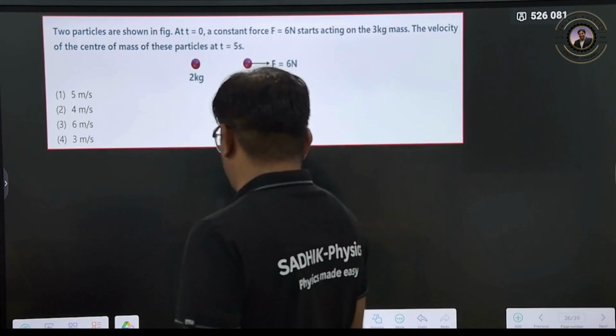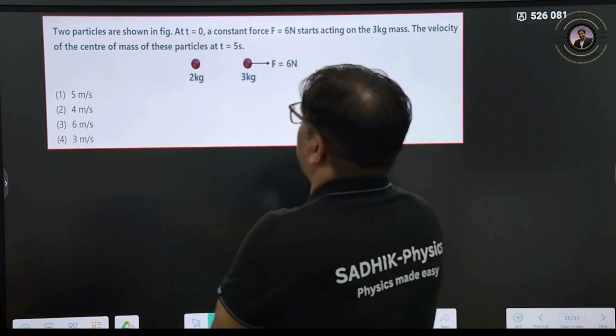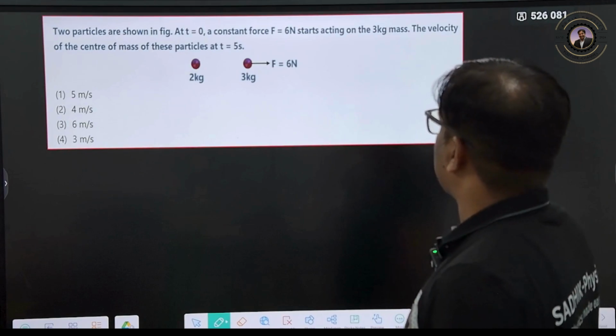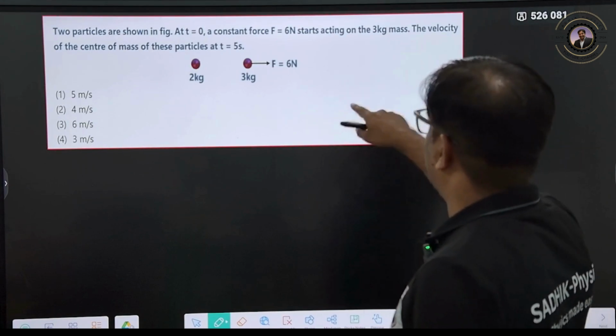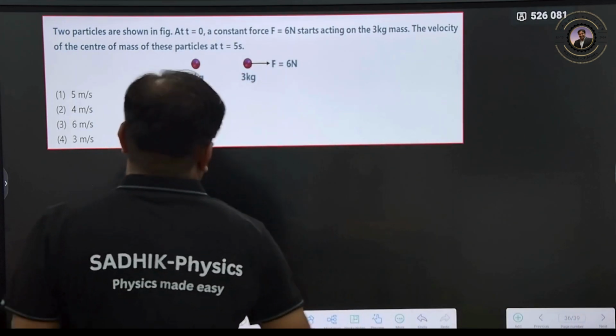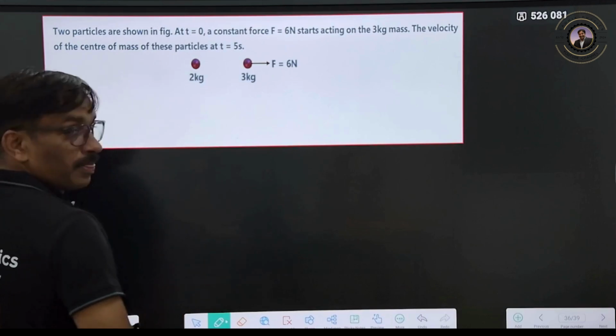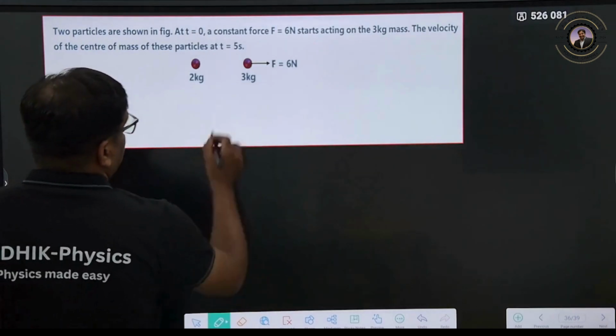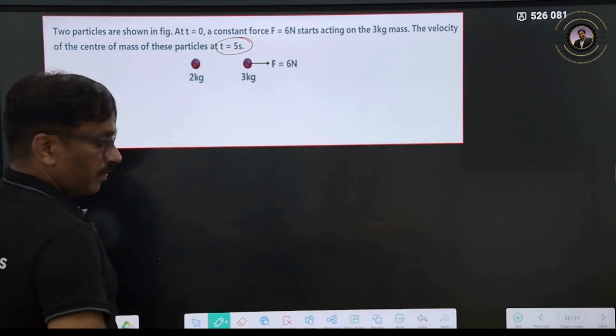Right. Now, two particles are there. At time t equal to 0, a force of 6 newtons starts acting on the 3 kg mass. We need the velocity of the center of mass of the particles after time t equal to 5 seconds.